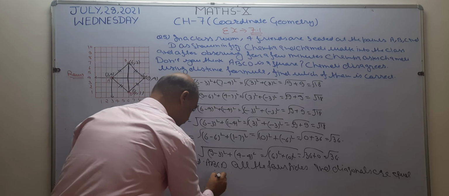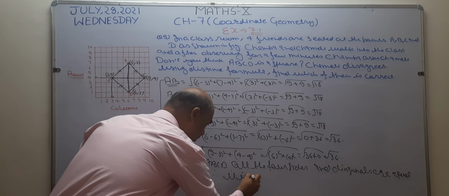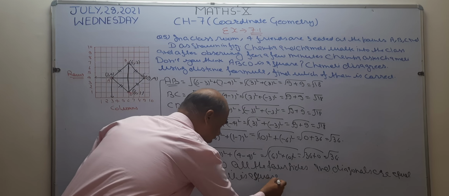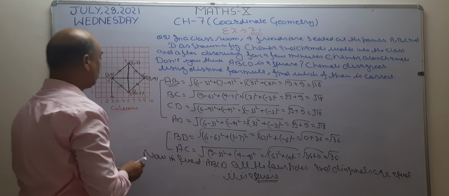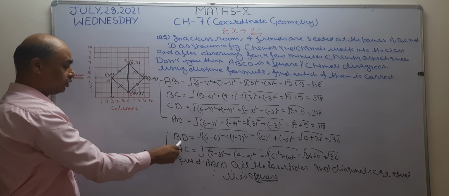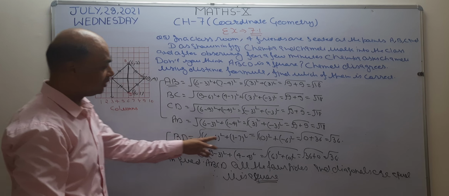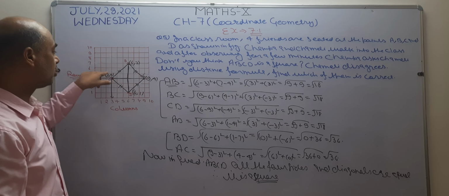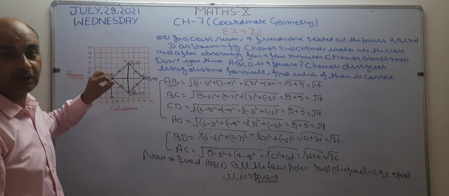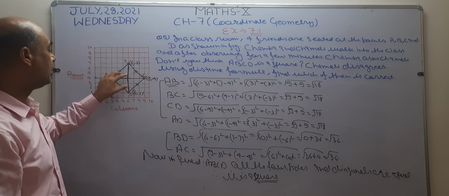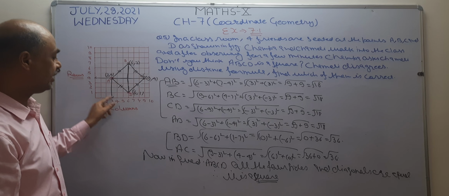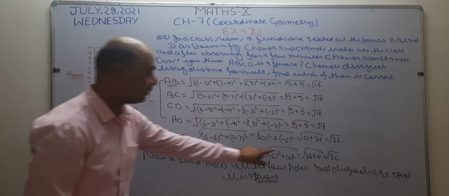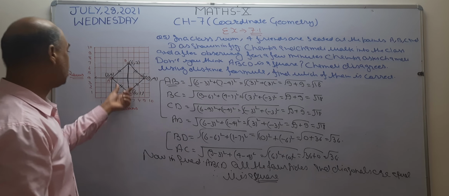Therefore, it is a square. Because in a square, all the four sides and both the diagonals are equal. If both diagonals are not equal, then it becomes a rhombus. Because square and rhombus both have all the four sides equal. What is the difference? The difference is only that in a square diagonals are equal, but in a rhombus diagonals are not equal. But in this case, both the diagonals become equal. So this becomes a square.